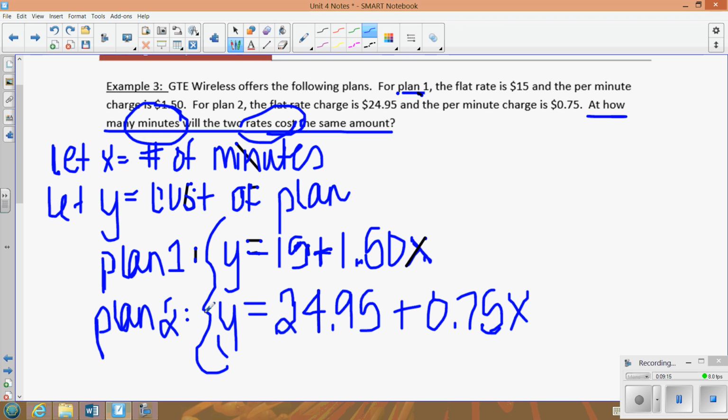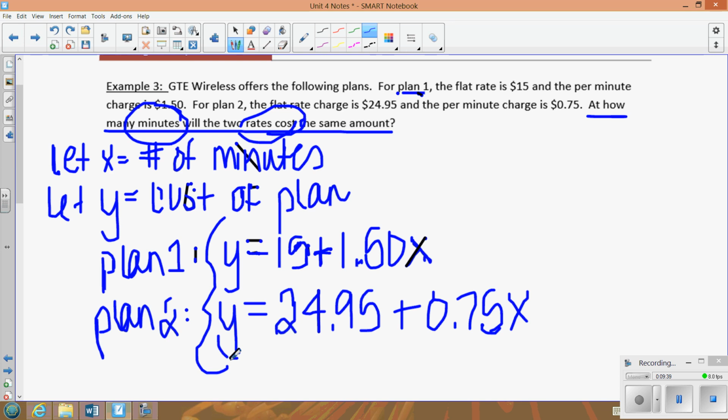Now, for this one, I would say use substitution since they both equal y. You just set them equal to each other. Take that 15 plus 1.50x and plug it in for y in the second equation. And then it just wants to know how many minutes will the two rates cost the same. So what would x have to equal when y is the same? So if you set the two equations equal, all you have to do for this one is find x.